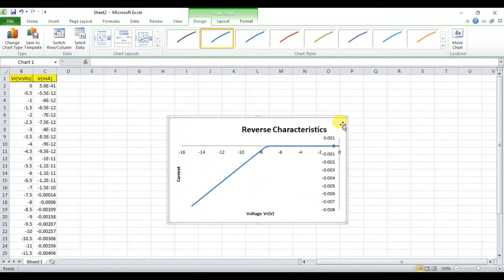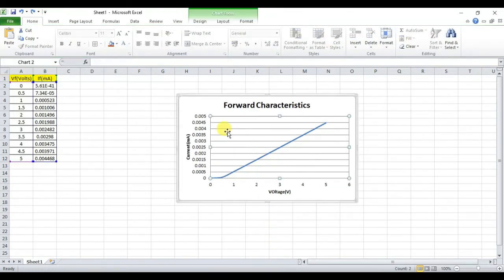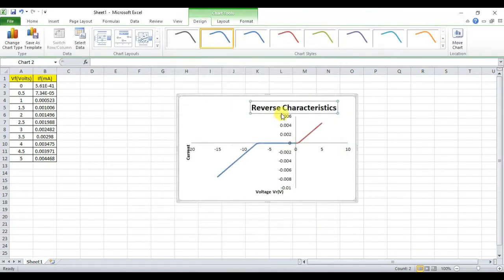Okay, one minute. So see now the forward characteristics and the reverse characteristics together. Change the title to VI characteristics. So VI characteristics of Zener diode will look like this. It is voltage and this is current. This is correct. So this is how we can do VI characteristics of a Zener diode.